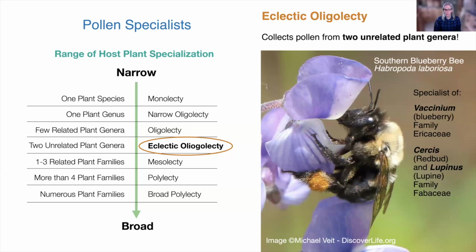The most common example is the one I have here on the slide, the southern blueberry bee, which occurs in eastern North America. And as you can see, this particular bee is collecting pollen from 2 completely unrelated plant genera from 2 different plant families. So the southern blueberry bee, as the common name suggests, collects vaccinium or blueberry pollen, but the females also collect redbud and lupin pollen, and those 2 plant genera belong to the pea family, Fabaceae. So very, very unusual to have these eclectic oligolectics.